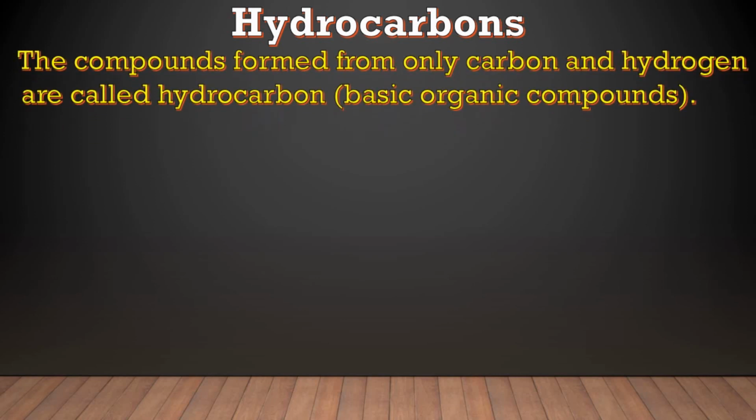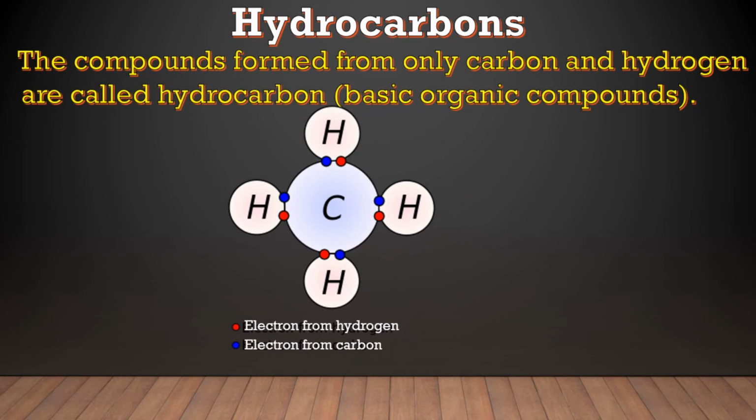The electronic configuration of carbon is 2,4. Therefore, the valency of carbon is 4. A carbon atom can form 4 covalent bonds with other carbon atoms or atoms of different elements. When a carbon atom shares one electron with each of 4 hydrogen atoms, it forms C-H bonds and the compound methane gets formed.